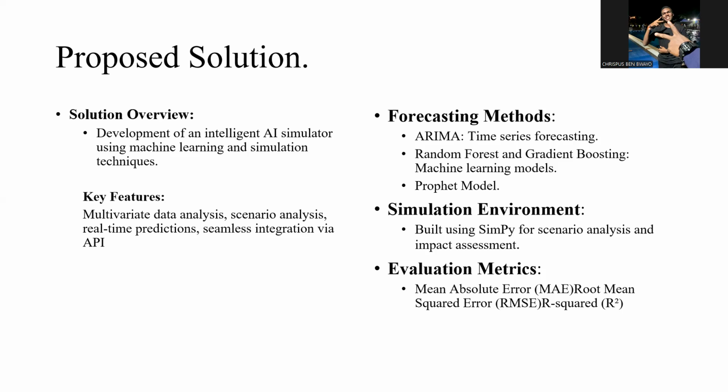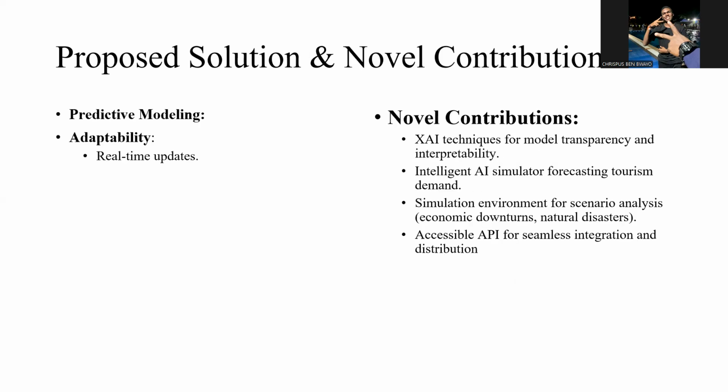Later on, you'll also see that we try to implement the digital twin. Evaluation metrics are also included, where we have the mean absolute error, root mean square error, and then R squared. The novelty of our proposed solution, we are looking at XAI techniques, to inform transparency, which informs the trustworthiness of the project.